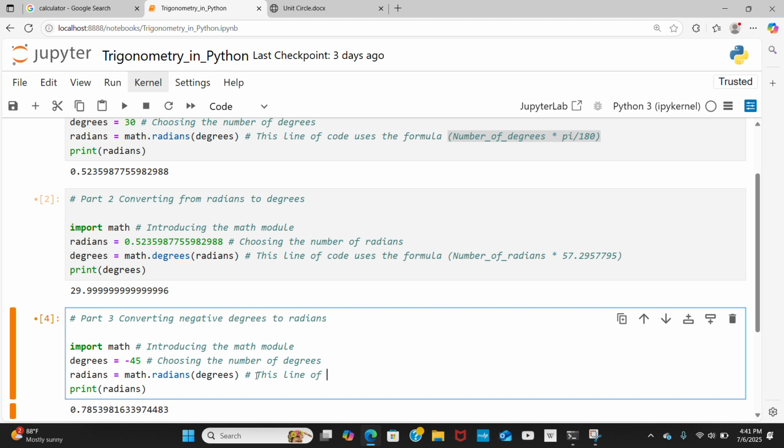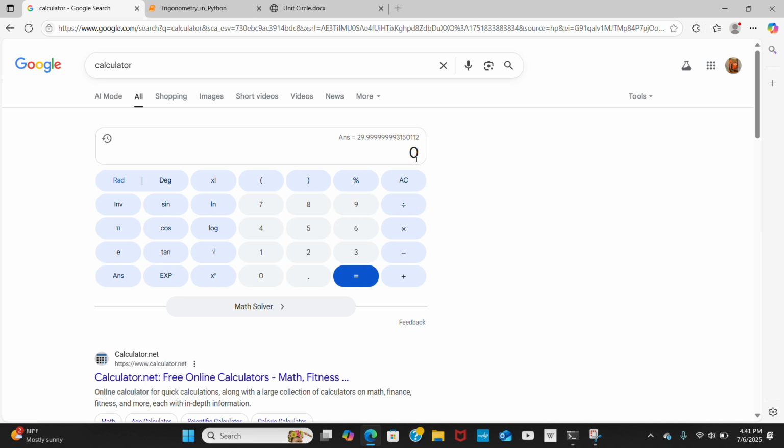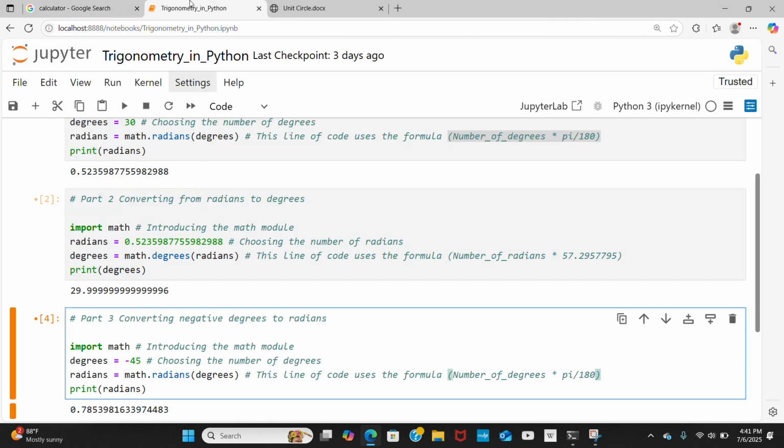This line of code uses the formula number of degrees times pi over 180. So we're going to test this out to check if it's right. -45 times pi over 180 gets me -0.7. Not quite exactly the same number, but it's close enough.